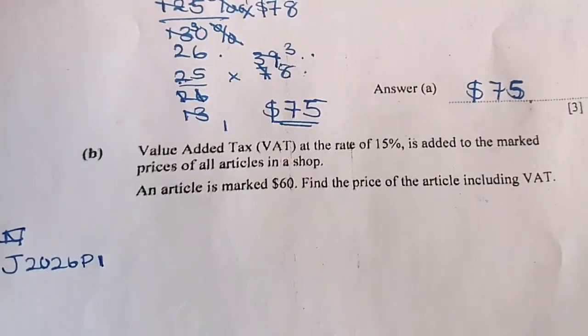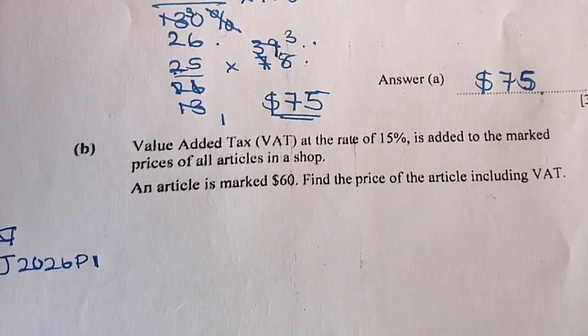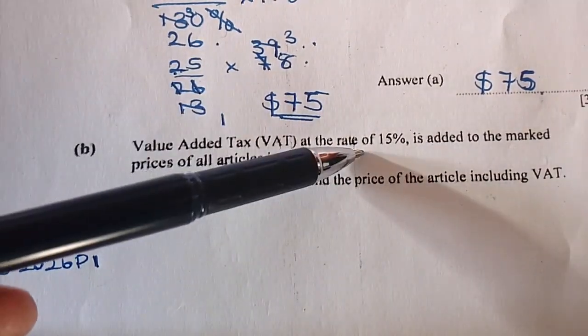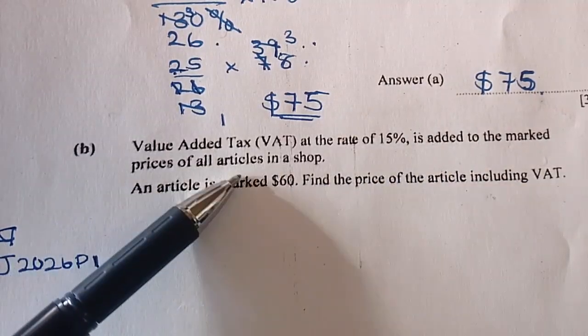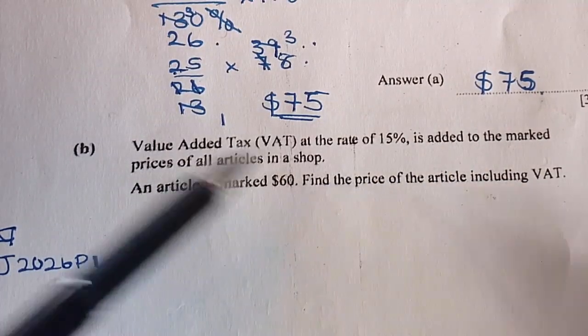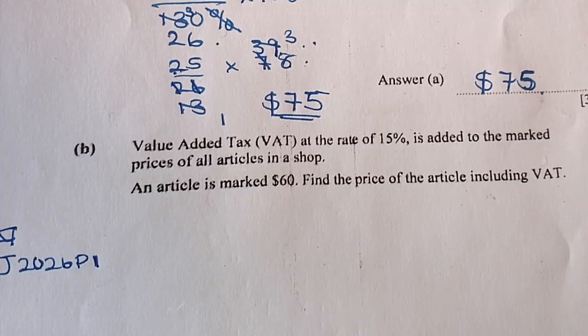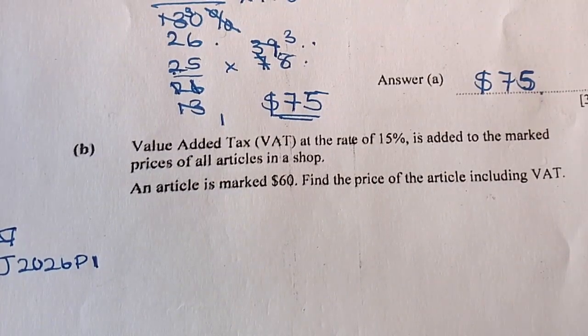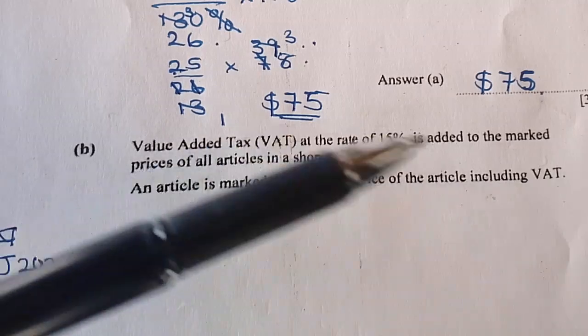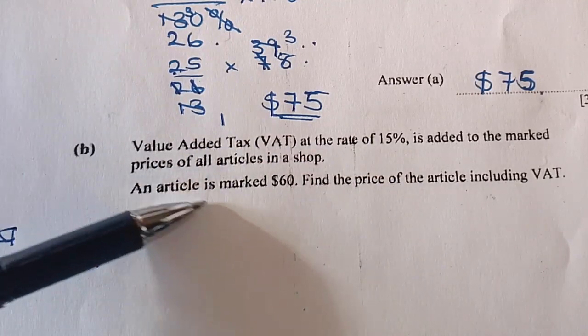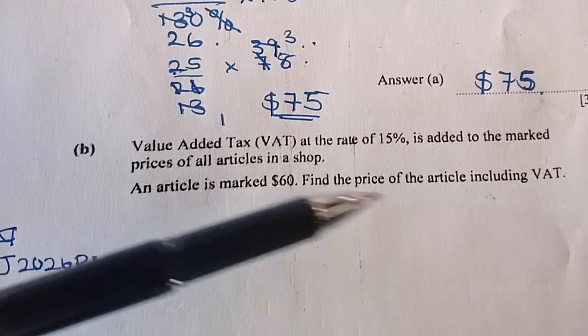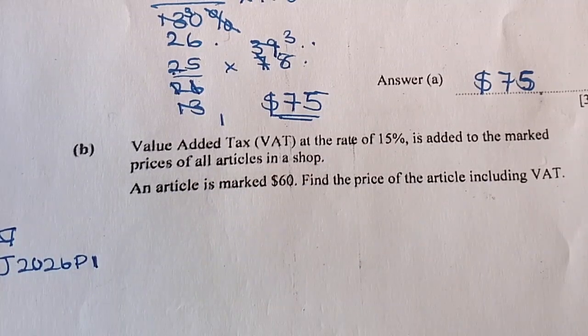Number 10B reads: value added tax at the rate of 15% is added to the marked prices of all articles in a shop. So for every article that is marked, let's say $50, we are going to add value added tax of 15% of that $50, right? So an article is marked $60. Find the price of the article including VAT.